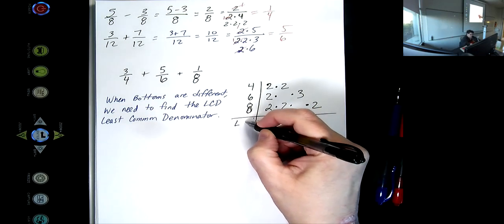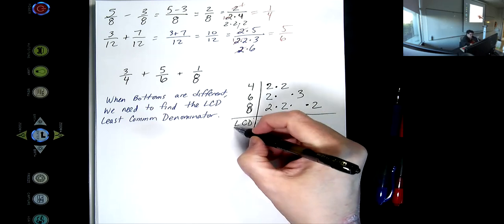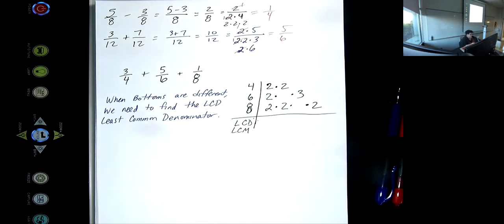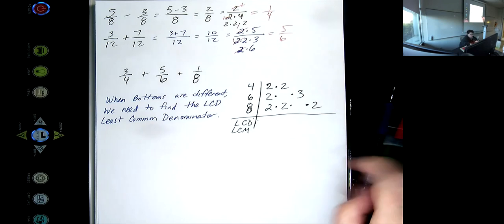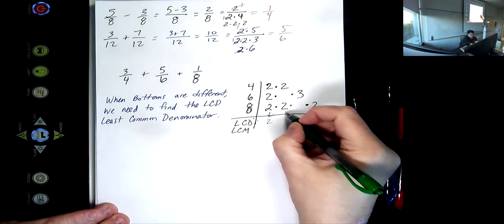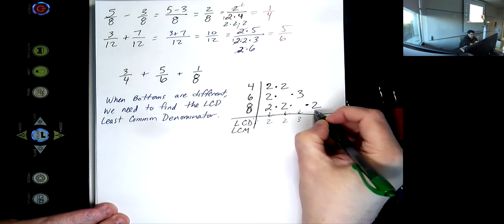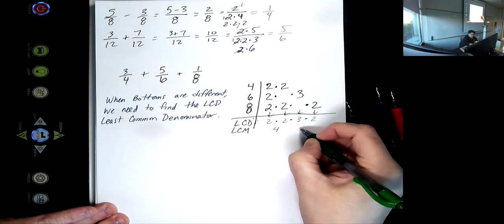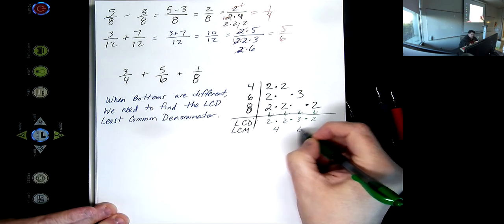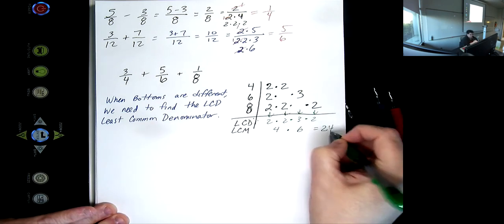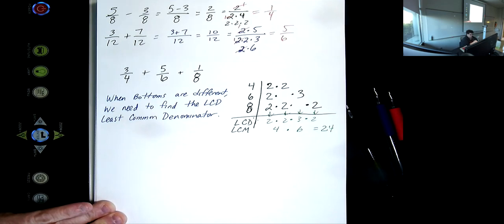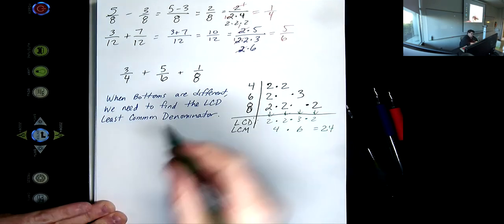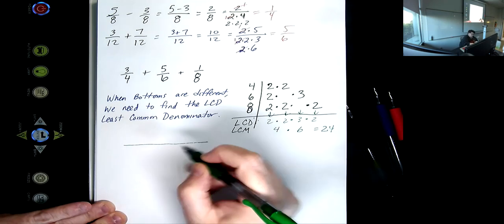The least common denominator, it's also called the lowest common multiple or least common multiple. The only reason they use denominator here is because it's part of the fraction. Bring these each down and multiply them. 2, 2, 3, 2. 2 times 2 is 4. 3 times 2 is 6. 4 times 6 is 24. So my denominator is going to be 24.